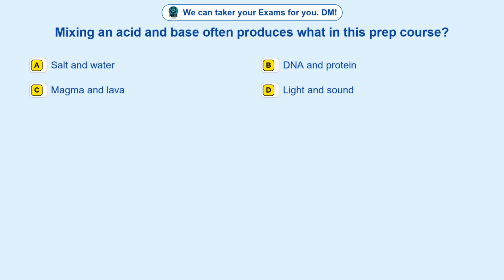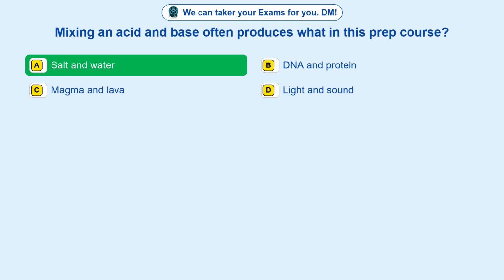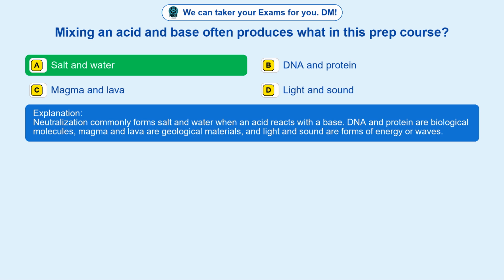Question 38. Mixing an acid and base often produces what in this prep course? Option A, salt and water. Option B, DNA and protein. Option C, magma and lava. Option D, light and sound. The correct answer is option A, salt and water. Neutralization commonly forms salt and water when an acid reacts with a base. DNA and protein are biological molecules, magma and lava are geological materials, and light and sound are forms of energy or waves.